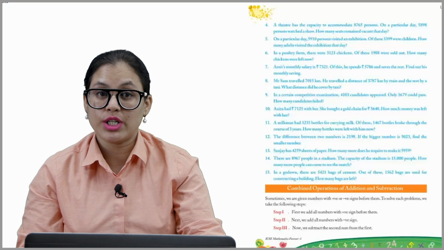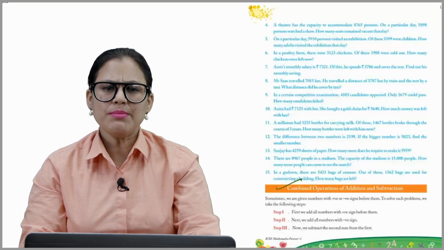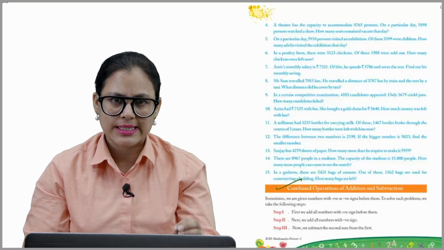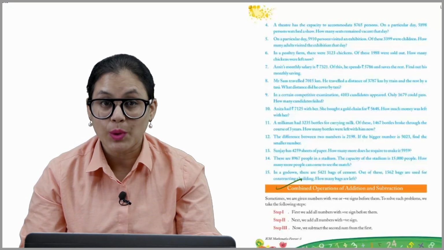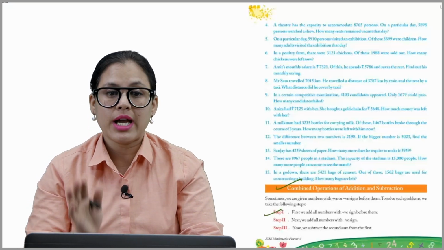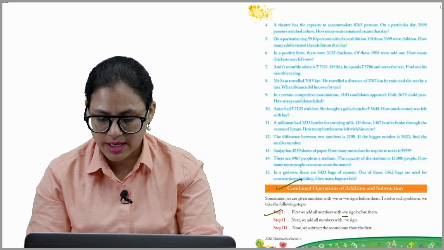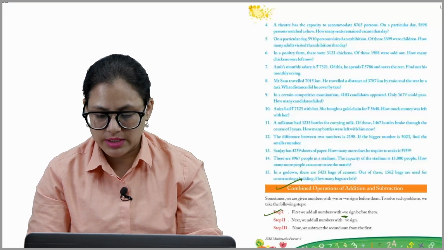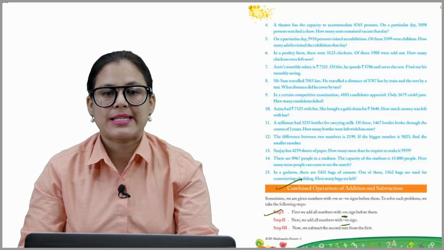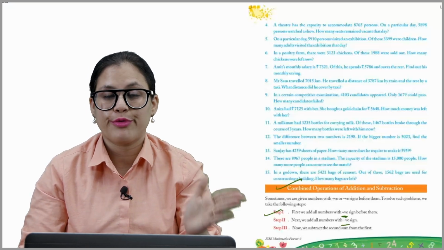Combined operations of addition and subtraction. Sometimes we are given numbers with a positive or plus or negative sign before them. To solve such problems, we take the following steps. Step 1. First, we add all the numbers with positive sign, that is plus sign before them. Step 2, next we add all the numbers with negative sign. Okay. And step 3, now we subtract the second sum from the first.